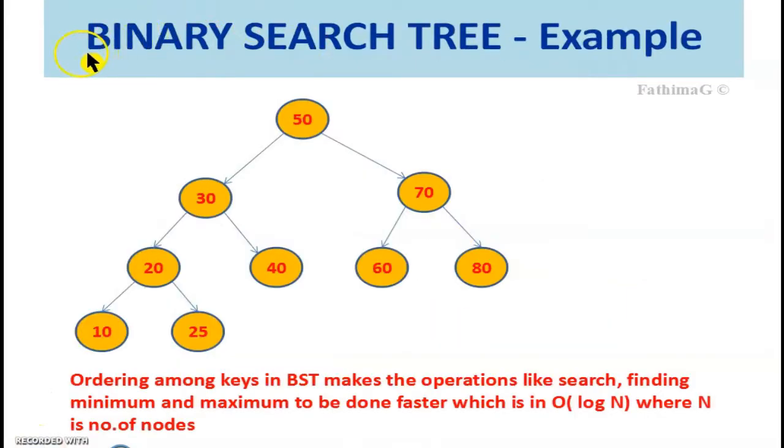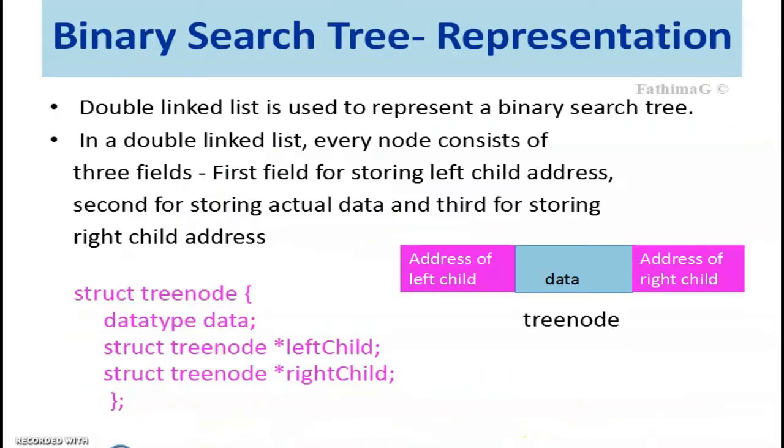Let us see an example of a binary search tree. You can observe that the key values of all the left subtrees are smaller than the key values of their root, and the key values in all the right subtrees are larger than the key value of their root. If you take 50, the values in the left subtree like 30, 40, 20, 10, 25 are smaller than 50, and the values 70, 60, 80 in the right subtree are larger than 50. Ordering among the keys in BST makes the operations like search, finding minimum and maximum to be done faster, which is in the order of log n.